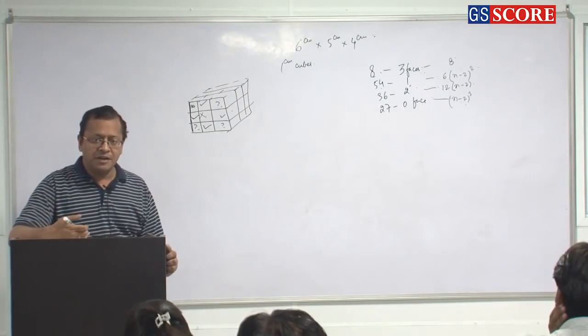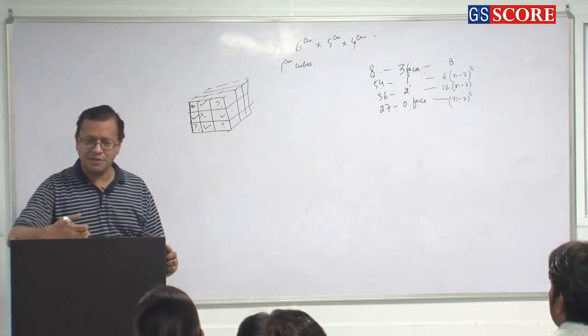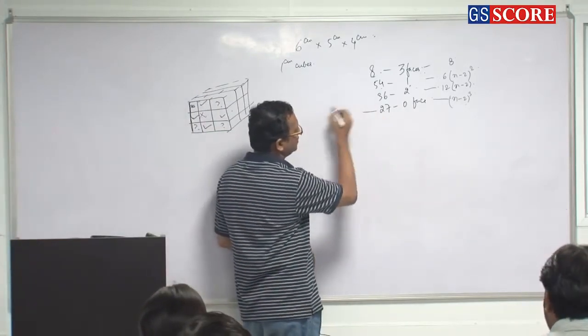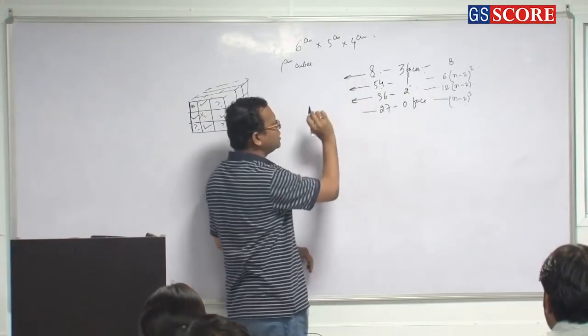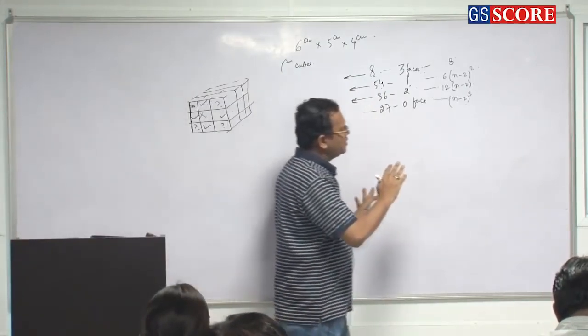A 3D figure, why is it called 3D? Because it has 3 dimensions, isn't it? So, I change this formula and then you will see the beauty. 8 will always be there, 3 faces, no problem here. Okay. Now, 3D is there.